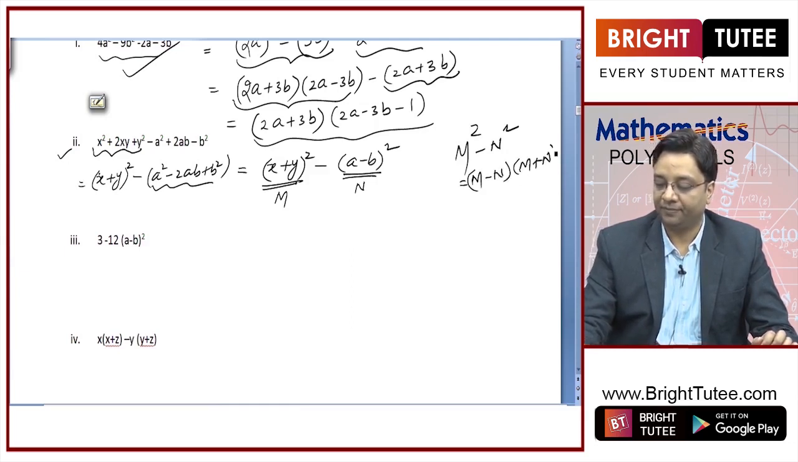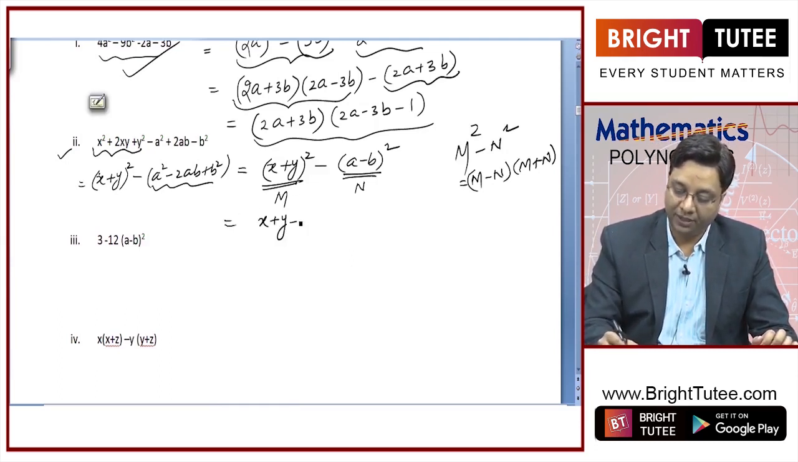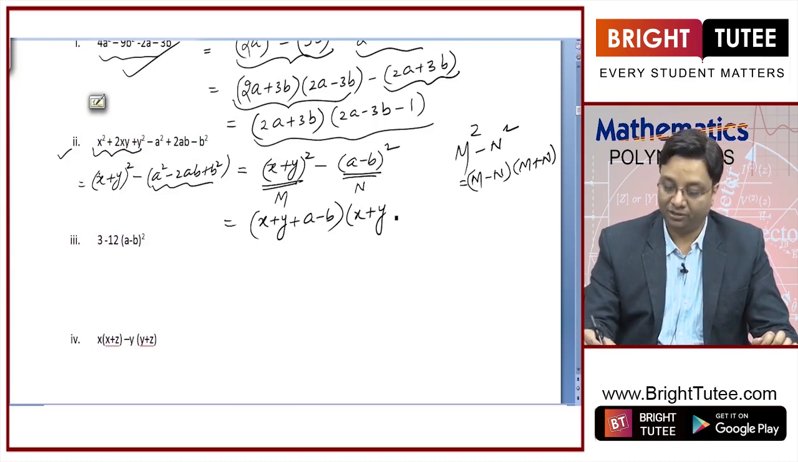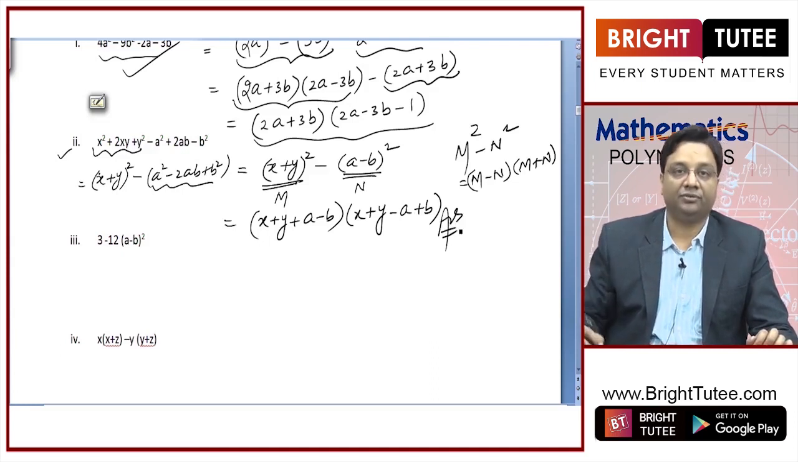The same formula that we told you in the beginning. So it will be x plus y plus a minus b and x plus y minus a minus b. So it will become minus a plus b, right? And this is the required factorized form.